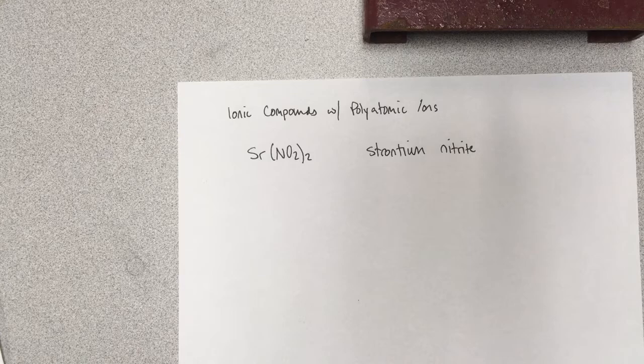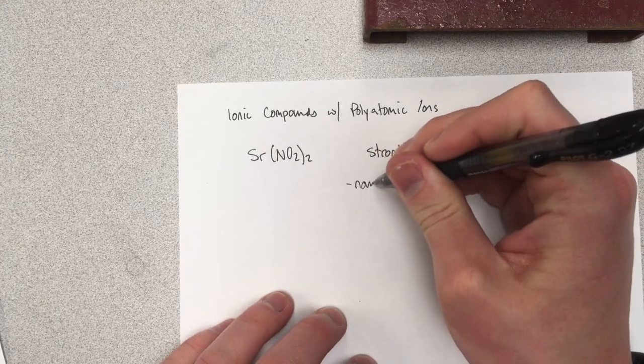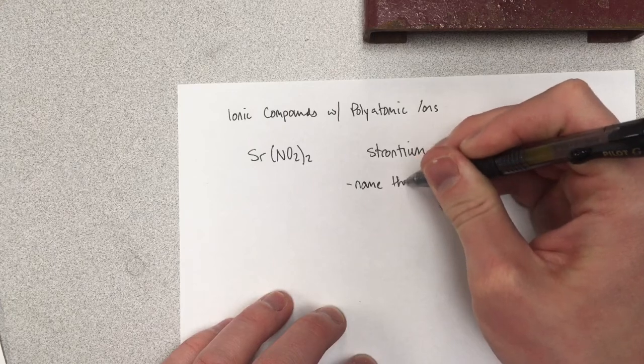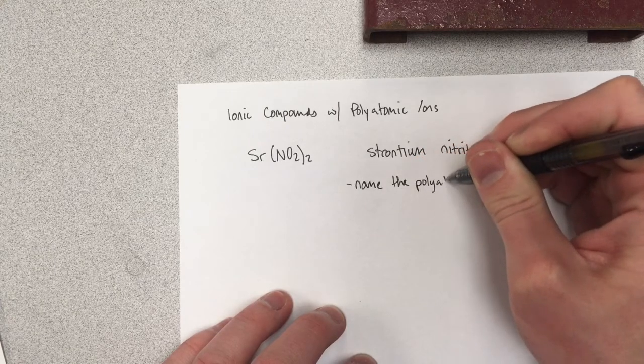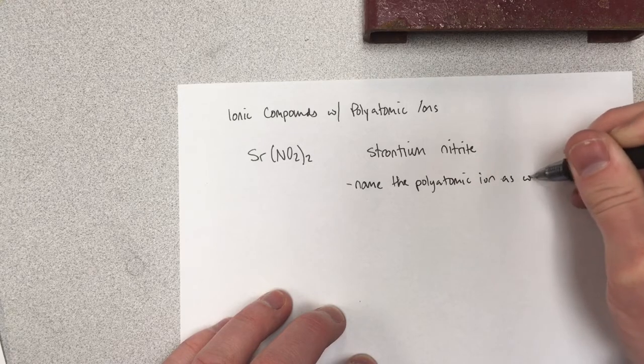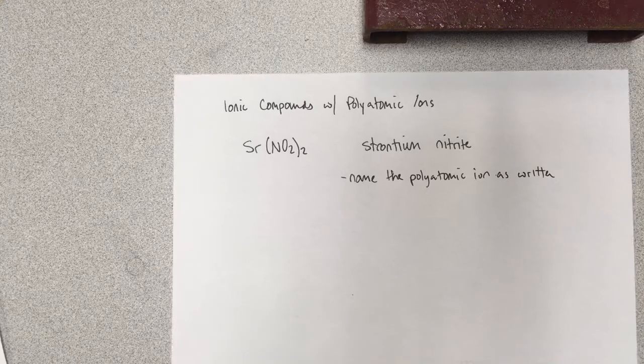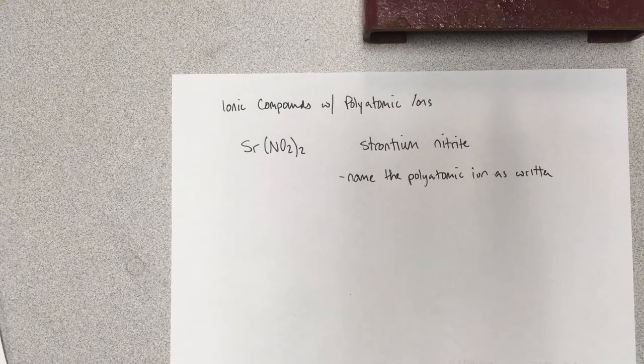I don't need to change the name of a polyatomic ion. So when we name the polyatomic ion as written, we don't change the ending to "ide." We don't do anything else. We just name it as it's written.